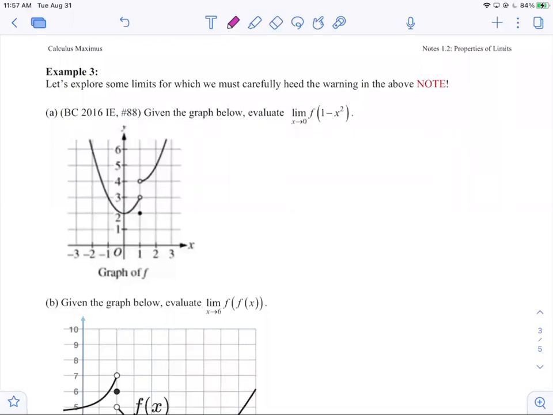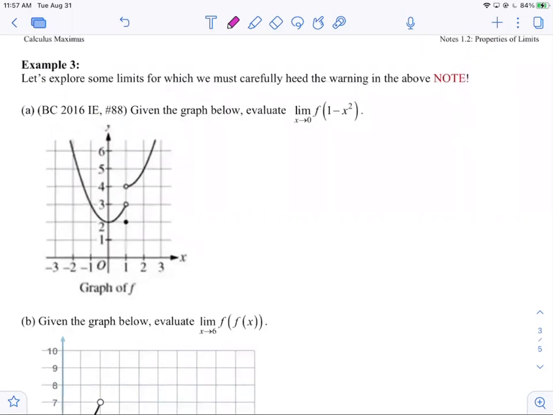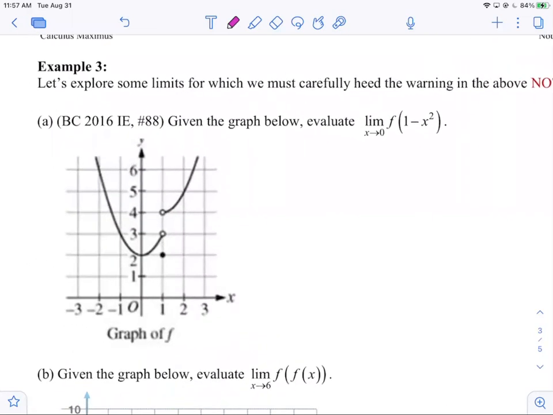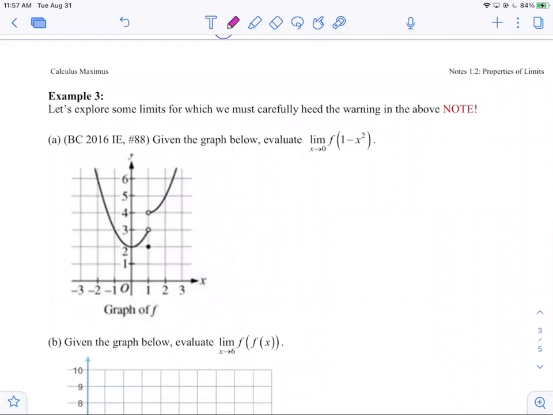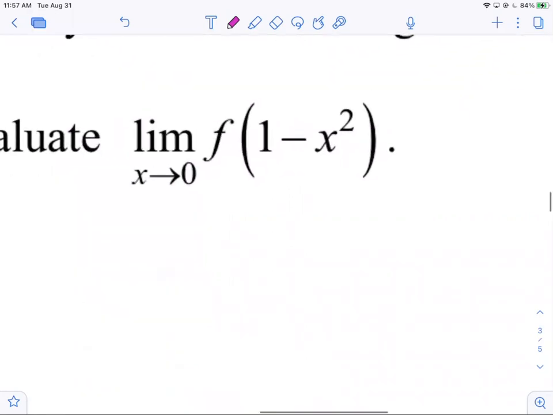Okay, so here's the new example this year, right? It says, let's explore some limits that we must carefully heed the warning above note. So again, one-sided limits can change to two-sided limits, and two-sided limits can become one-sided. This is from the 2016 exam. It says to evaluate the limit as x goes to 0 of f of 1 minus x squared.